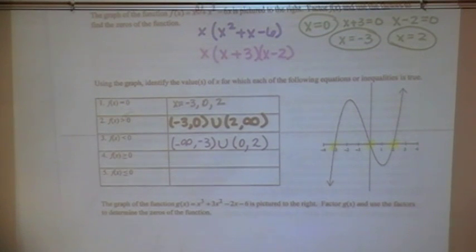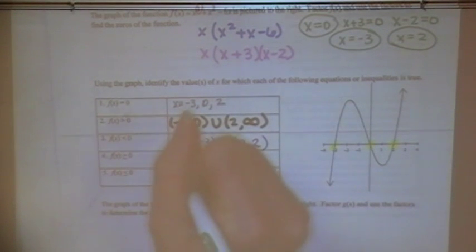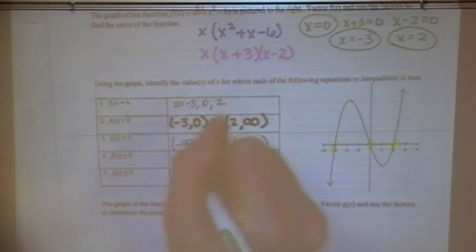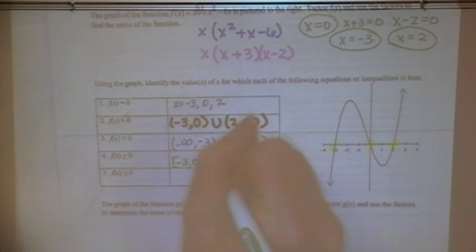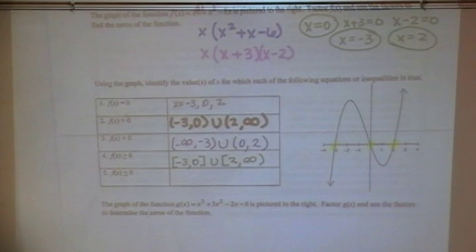Now the next question asks me, where is the graph greater than or equal to 0? So now the interval doesn't change, where it's above the x-axis. The only thing that changes is now you'll actually have brackets because it has that equal to sign underneath. It's actually equal to at -3, so that gets to be a bracket, to 0, in union with 2 to infinity. That one still has to be in parentheses because infinity can't ever be a bracket.